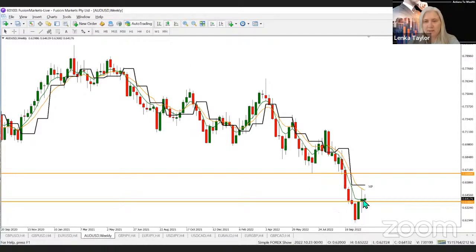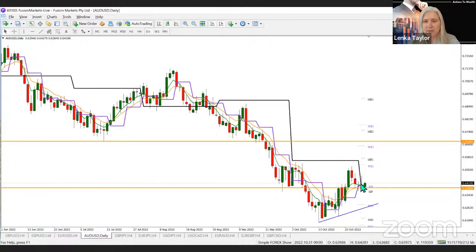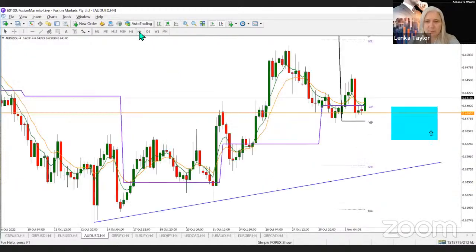So we had what looks like, at this point in time, a false break of that. So just looking to see if there is a retest of that area. On the daily, it certainly looks like we're just pulling down to this area here and then looking to see if there is a reversal.